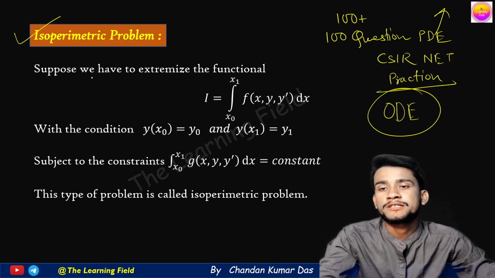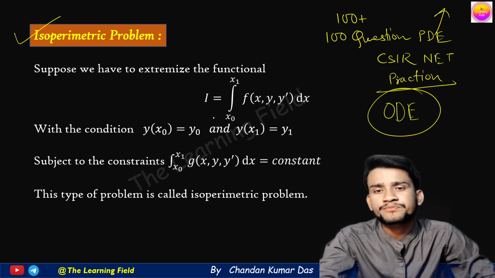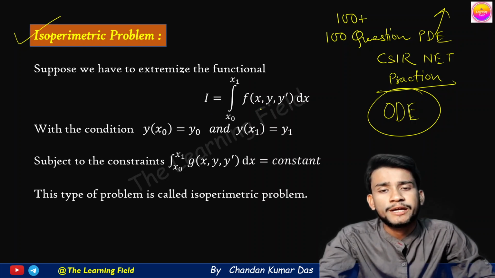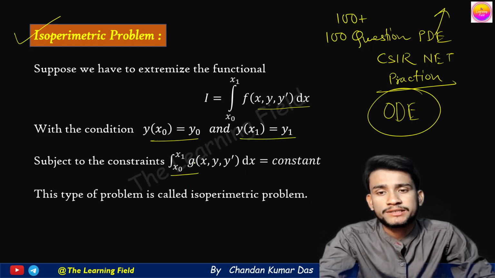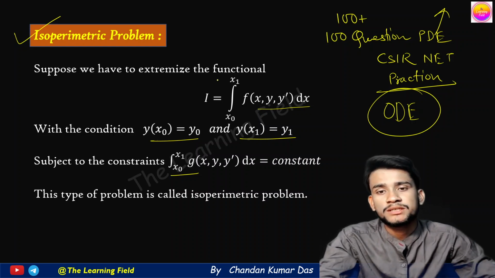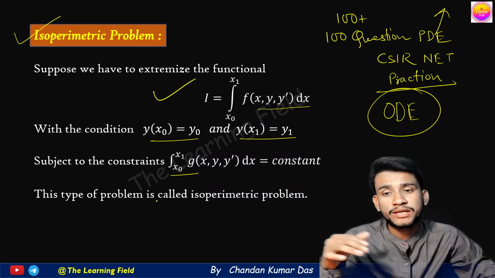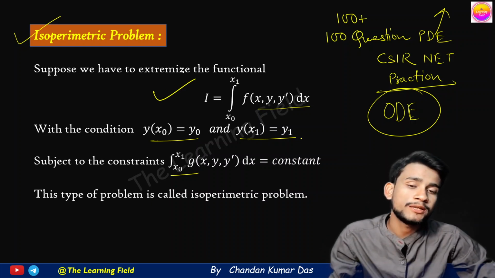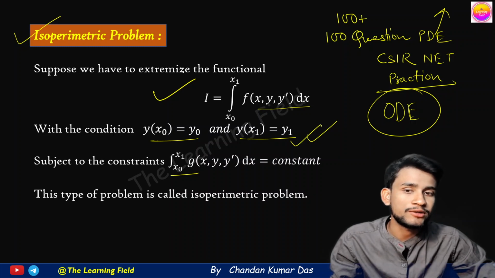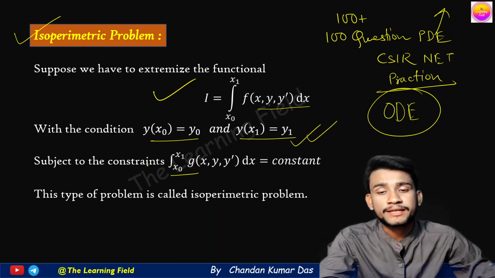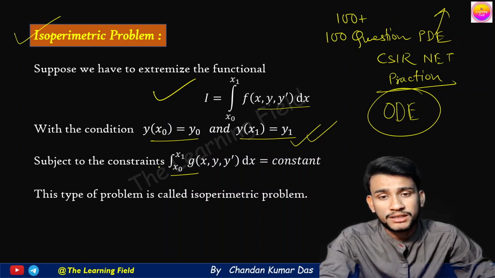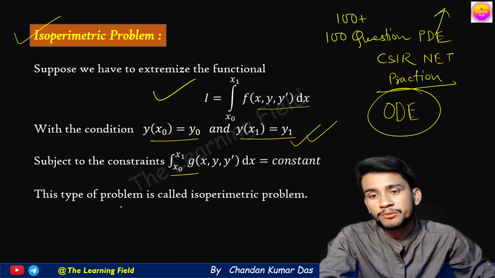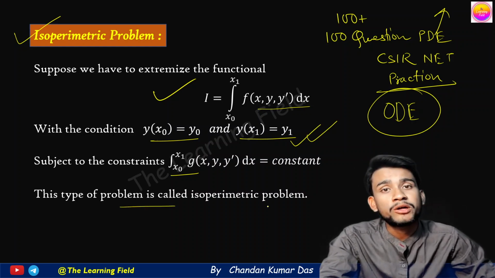Okay, so suppose we have to extremize the functional I equal to the integral from x0 to x1 of f(x, y, y') dx, with the conditions y(x0) equal to y0 and y(x1) equal to y1, subject to the constraint integral from x0 to x1 of g(x, y, y') dx equal to 0. So this is the functional, and here one constraint is added. In the previous lecture we already discussed up to this point. Here, in this isoperimetric problem, another constraint, or you can say one more constant, is added to this problem. So this type of problem is called the isoperimetric problem for calculus of variation.